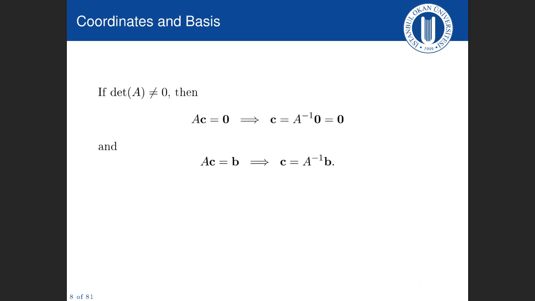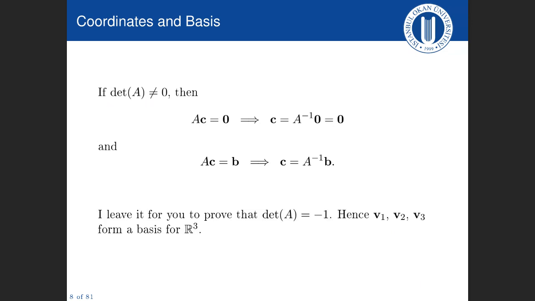So to answer this question, all we need to do is calculate the determinant of A and show that this is not the number 0. But I'm going to leave that for you to do. You know how to calculate determinants now. I'm going to leave it for you to prove that the determinant of A is not equal to 0 because the determinant of A is equal to -1. So then we're finished. That proves that these vectors, v1, v2, and v3, form a basis for R3.